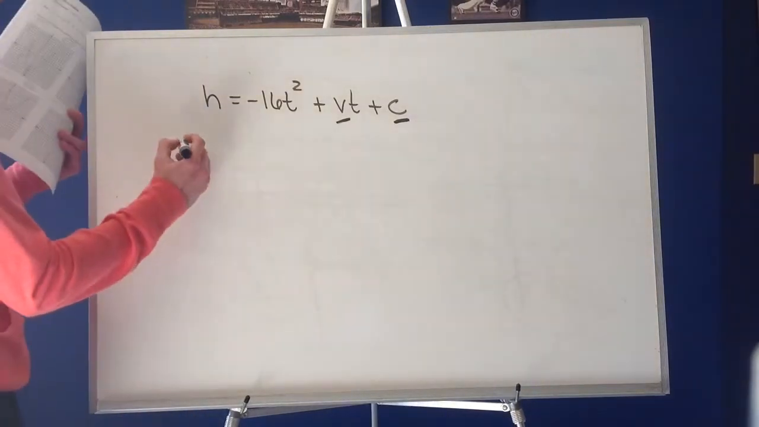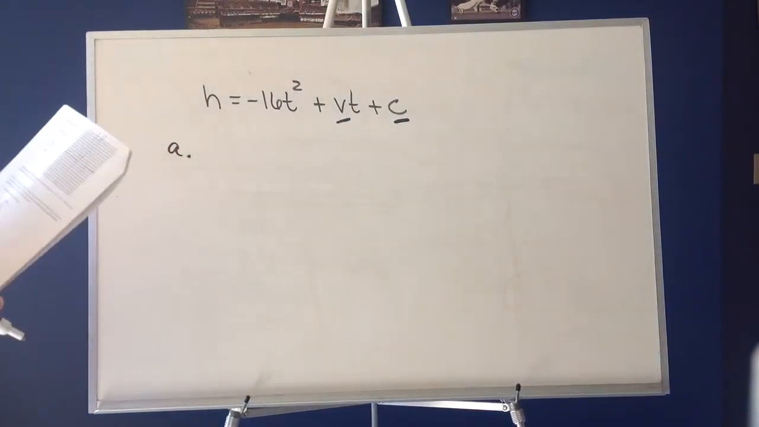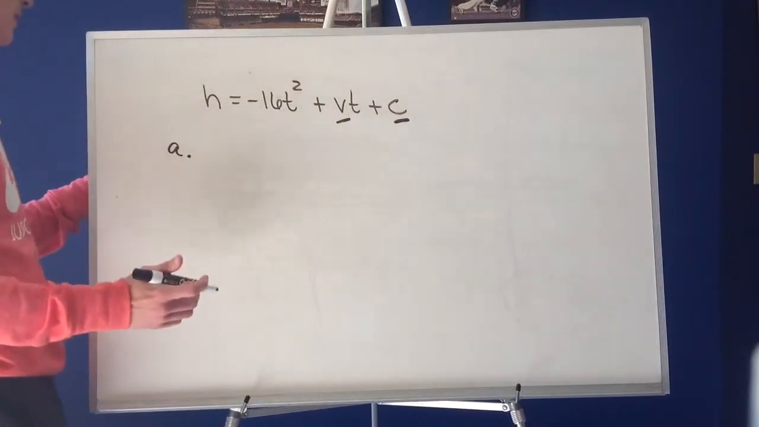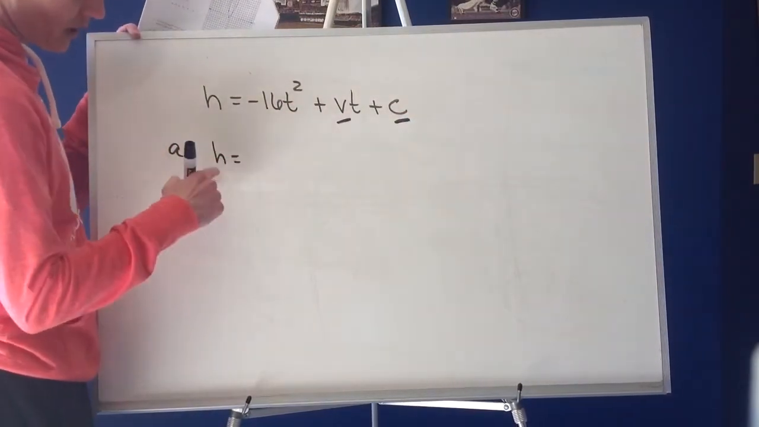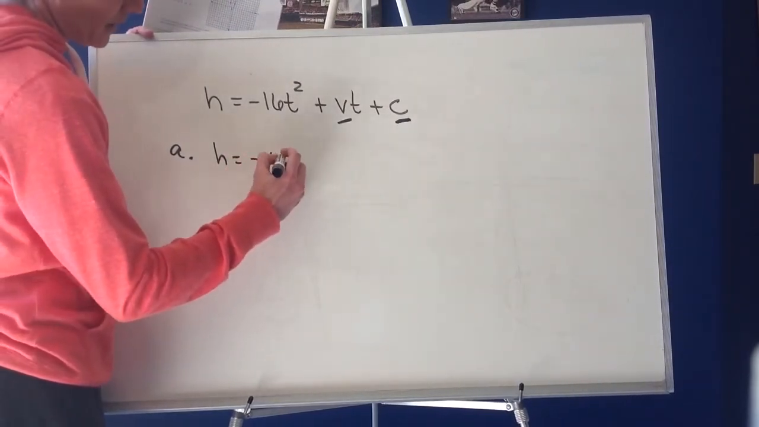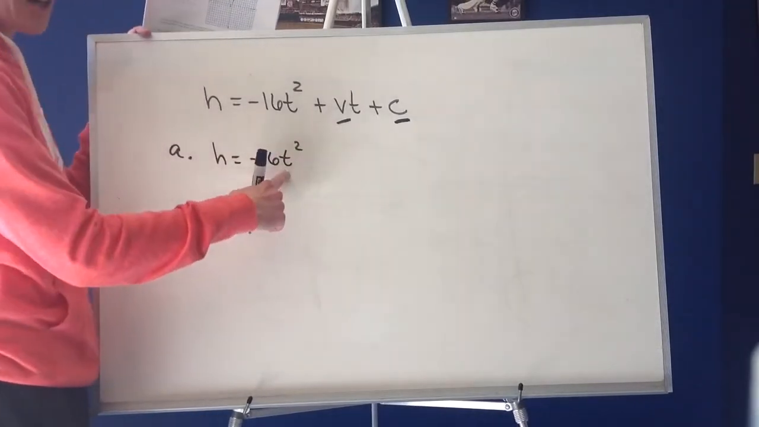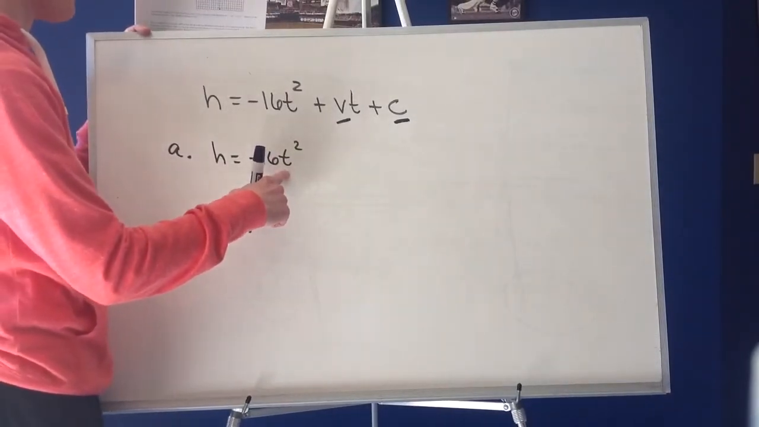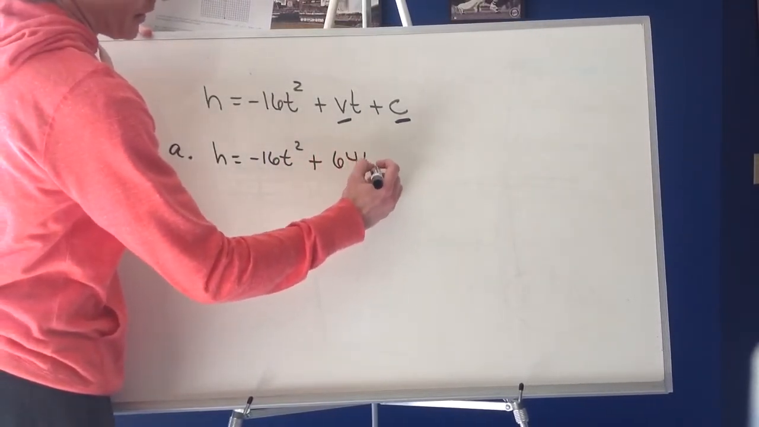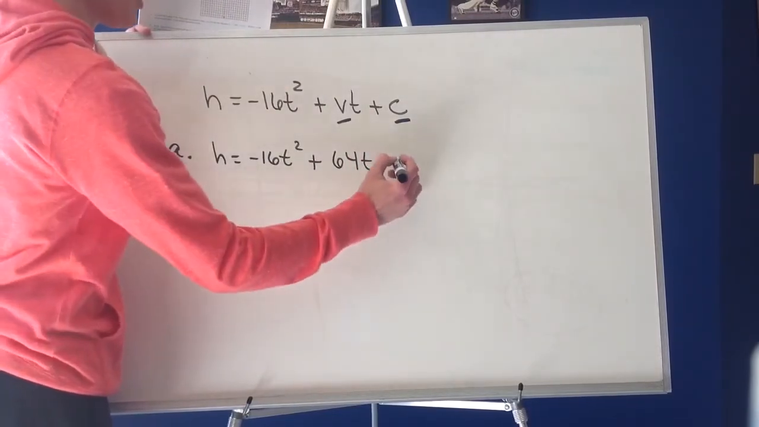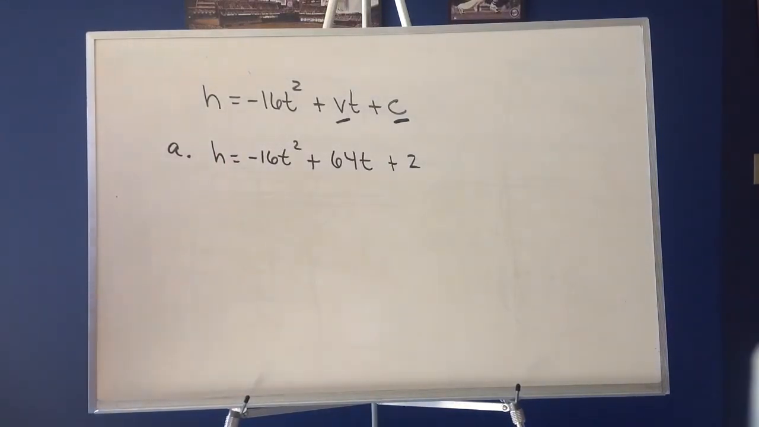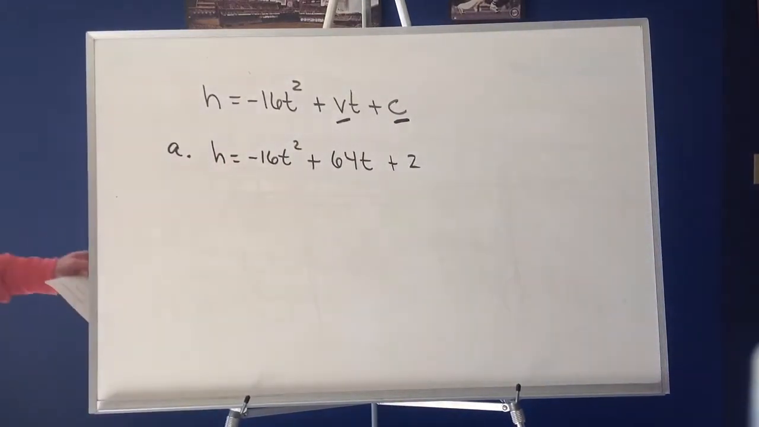Okay, so you'll notice for part A, it asks you to write the function. Well, we're going to use this function. We just need to plug in the V and the C. Okay, so H will always be our height. In this case, height is being measured in feet. Again, the negative 16 is gravity. T stands for time for this problem. It tells us that the velocity was 64 feet per second, and it tells us it's initially 2 feet above ground. So probably he had it in his hand and then dropped it and kicked it from there. Okay, so this would be the function that we're using.